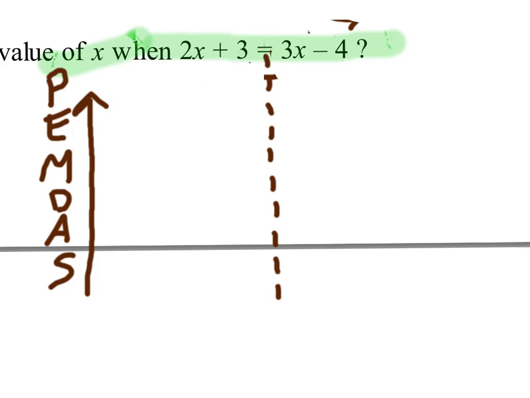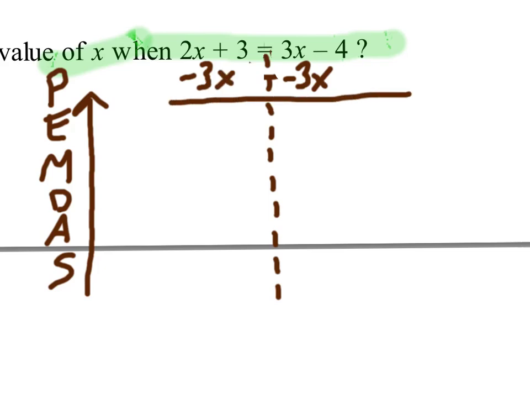To move that 3x over, what I need to do is cancel it out, so you're subtracting 3x from both sides. On the left side, 2x minus 3x gives you a negative 1x, but that plus 3 is still there. We haven't done anything with it. On the right side, we have 3x minus 3x, which gives you a 0. Then the minus 4 is still there.